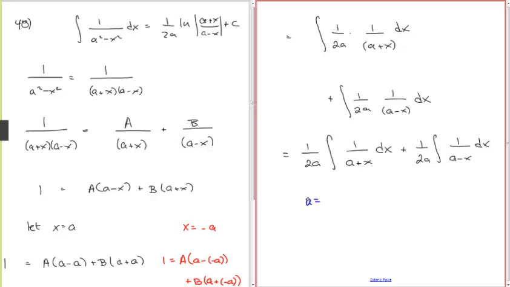The first one, we let the blue u be a plus x. Therefore, du is equal to dx. And if we use the green u, that's a minus x. So du is equal to minus dx. And therefore, we would rewrite this as negative dx, but we'd have to put a negative sign right there. So those two negative signs will cancel each other out.